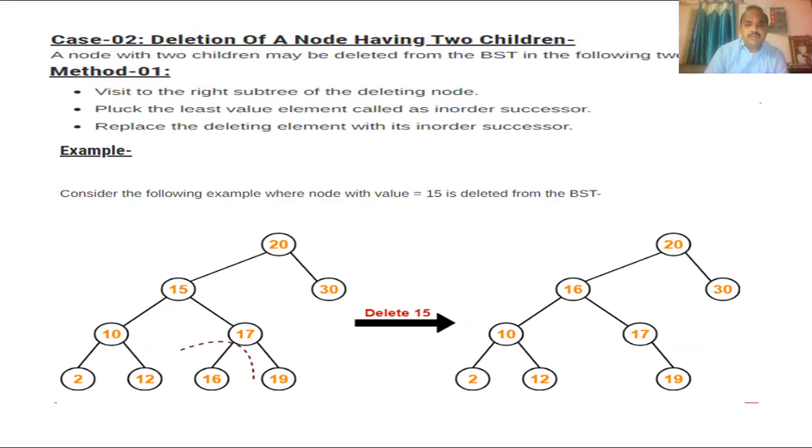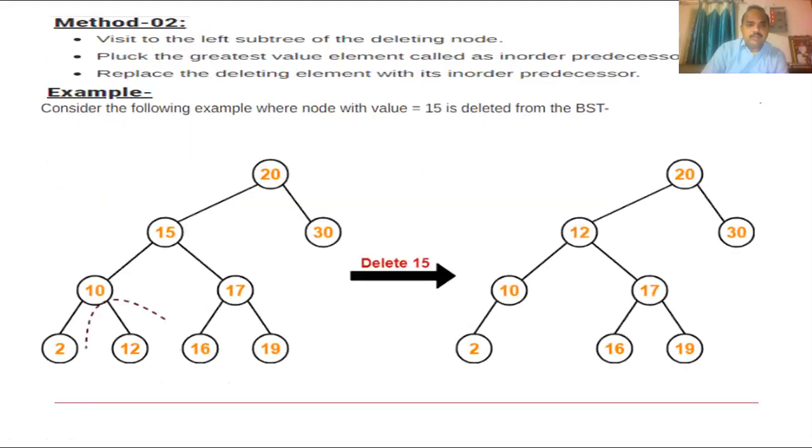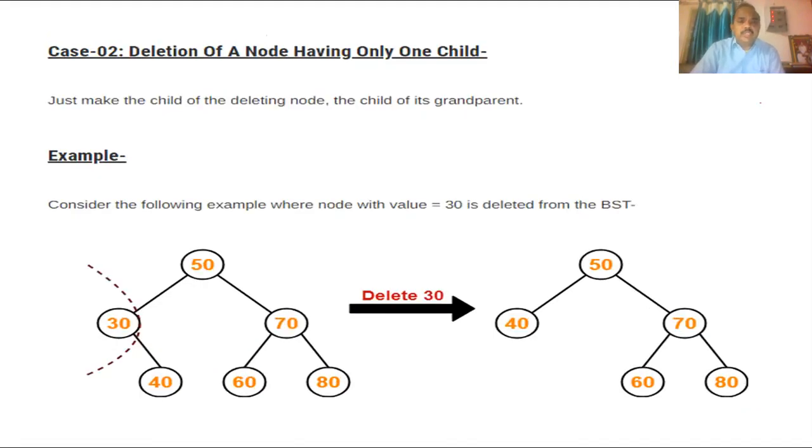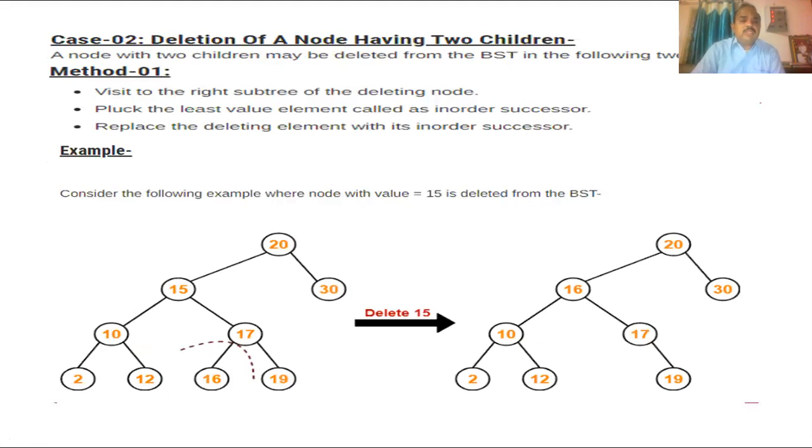So deletion of a node. In this case there are two methods. This is method 1, deletion of a node having two children. Here in method 1, visit the right subtree of the deleting node.